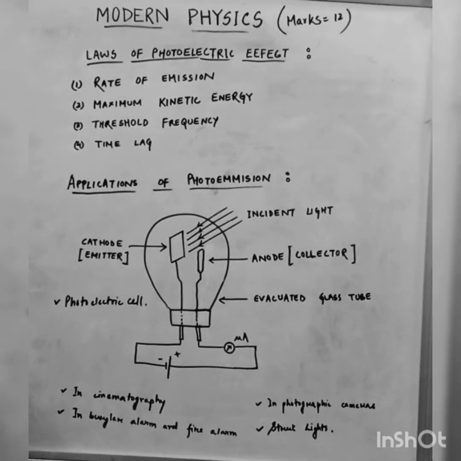The second is the law of maximum kinetic energy, which states that above the threshold frequency, the maximum kinetic energy of the emitted photoelectrons is directly proportional to the frequency of the incident radiation.